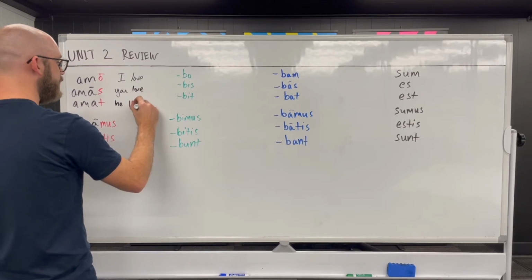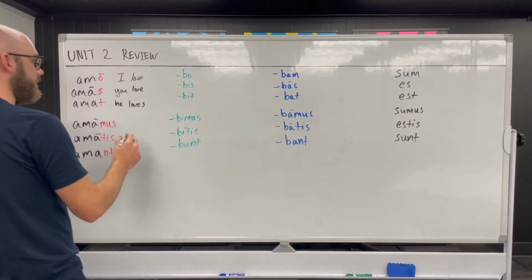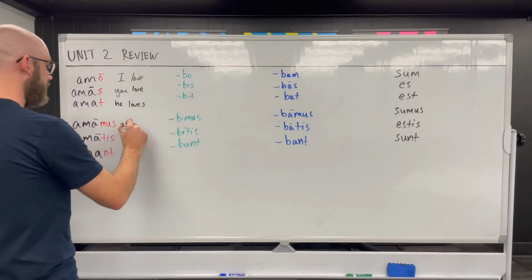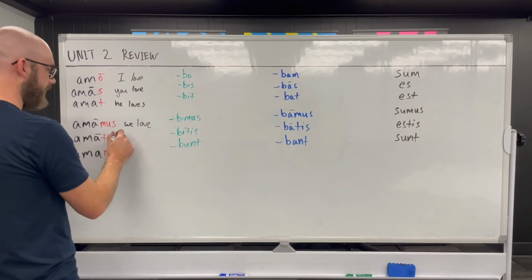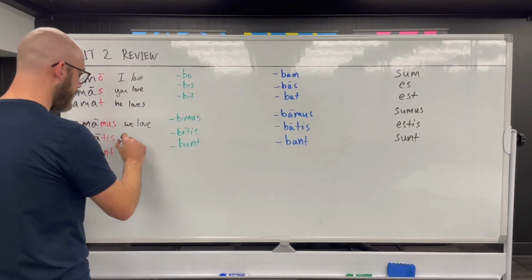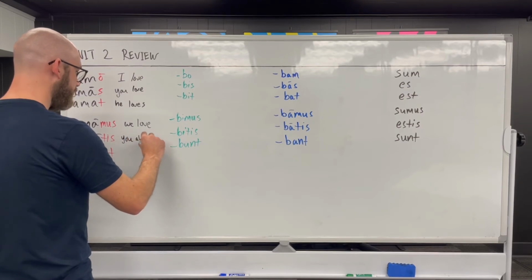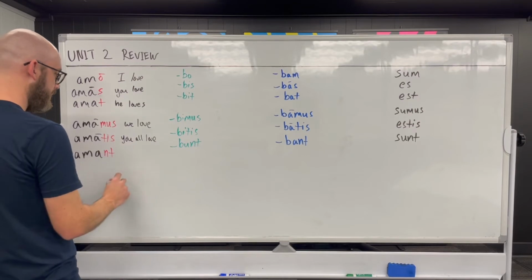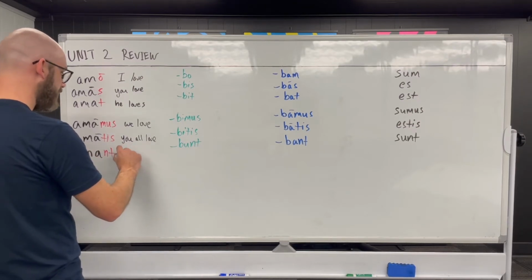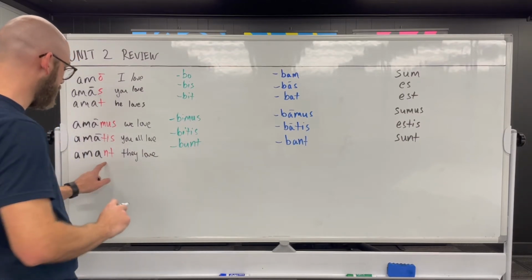Amat means he loves, or she loves, or it loves. And where do we get the he, she, or it? That's right, we get it from the te. Amamus means we love. Where do we get that from? The we comes from the mus, exactly. Amatis, you all love. And where does the you all come from? That's right, it comes from the tes. And then amant, they love. Where does the they come from? That's right, it comes from the inte.